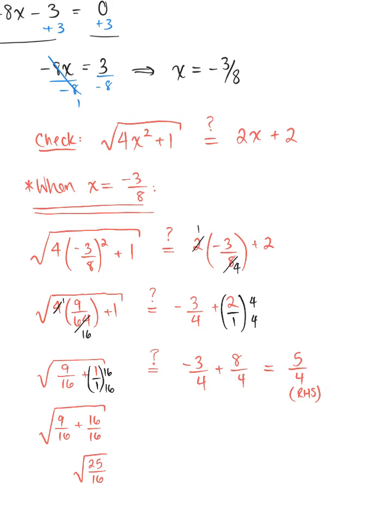So 25 and 16 are both perfect squares. We know that the square root of 25 will give us 5, and the square root of 16 is 4. So this is our left-hand side here. So we've confirmed that the left-hand side is equal to the right-hand side, and therefore x equals negative 3/8 is in fact a solution.